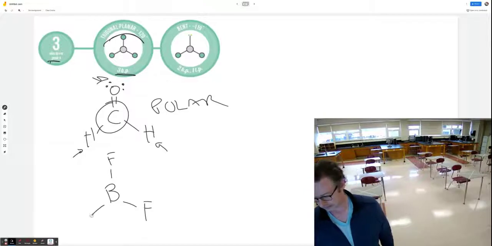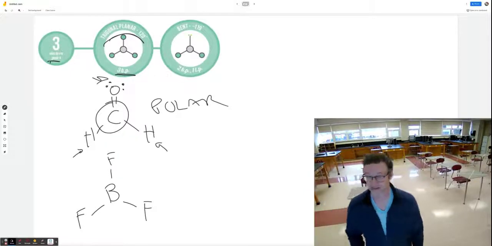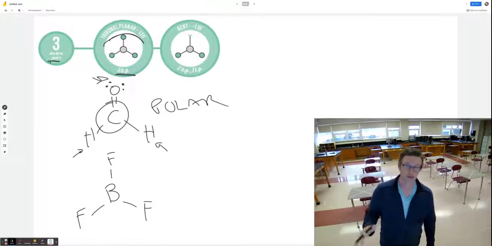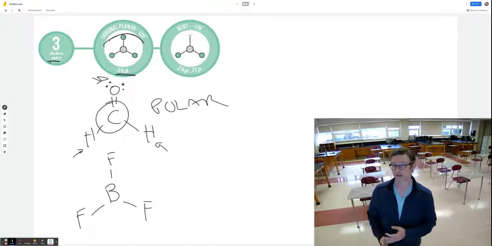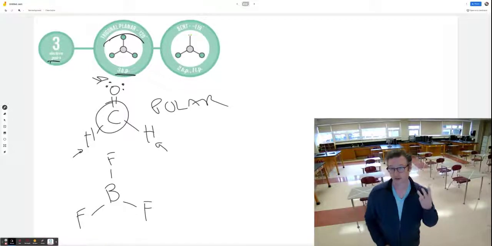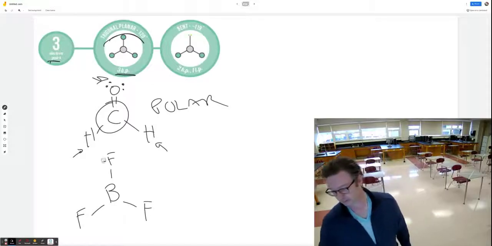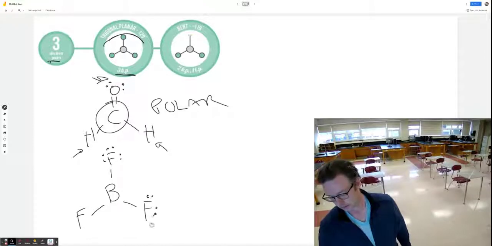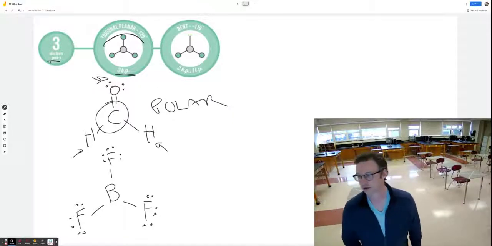So this is technically, or not technically, this is an exception to the octet rule. I mentioned there are a couple of exceptions. Boron is an element that only really needs 6, or can get away with only having 6 valence electrons. So this is a trigonal planar. There are 3 bond domains, right? 3 atoms connected to that central atom. No lone pairs. So it's again a trigonal planar shape.